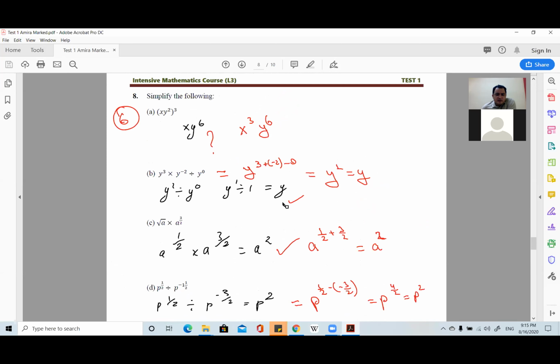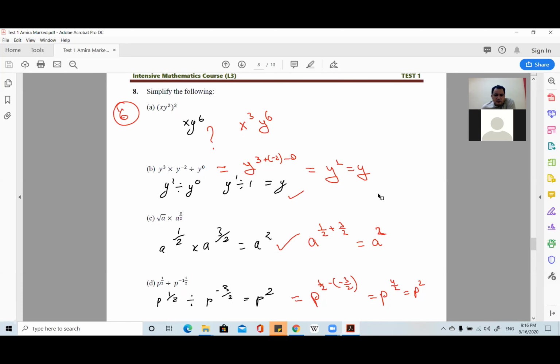And here you just made a small mistake. You see here you have x times y squared cubed. Also, this cube belongs to this x, right? I think you forgot to put it here. That should be x cubed times y to the power 6.